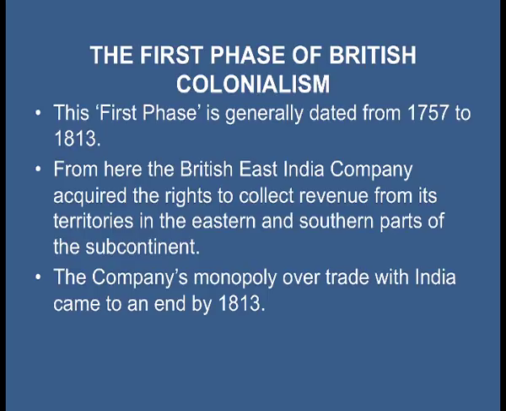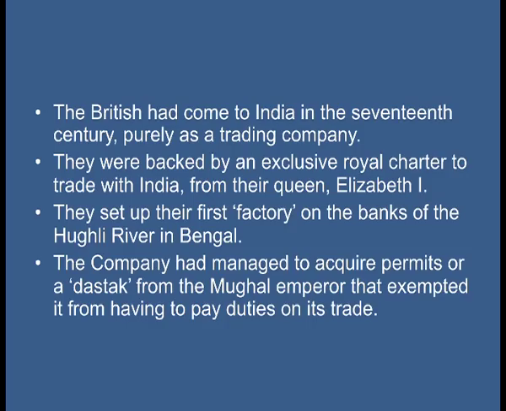From here, the British East India Company acquired the rights to collect revenue from its territories in the eastern and southern parts of the subcontinent. The company's monopoly over trade with India came to an end by 1813. The British had come to India in the 17th century purely as a trading company. They were backed by an exclusive royal charter to trade with India from their queen, Elizabeth I. They set up their first factory on the banks of the Hooghly River in Bengal.